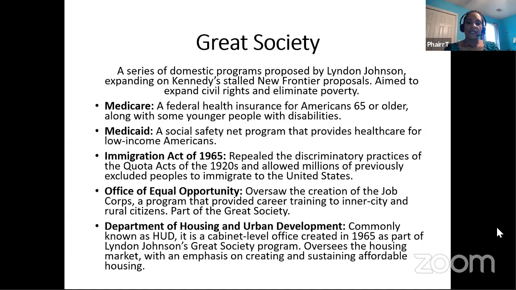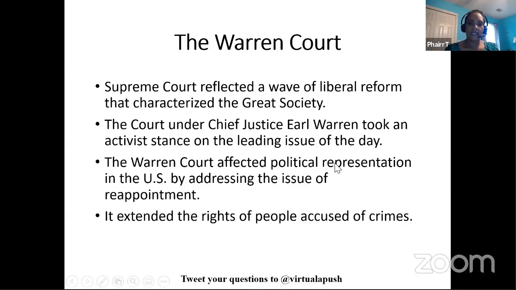And then they have the Department of Housing and Urban Development, or HUD, a cabinet level office created in 1965 as a part of Johnson's Great Society program. It oversees affordable housing in the housing market with an emphasis on creating and sustaining that. So as you're looking at all of these transitions, these are things that the Great Society put into place, and a lot of these are still here today. We still have HUD, we still have Medicaid, we still have Medicare. And we still have a lot of laws that made a huge impact from the Great Society.